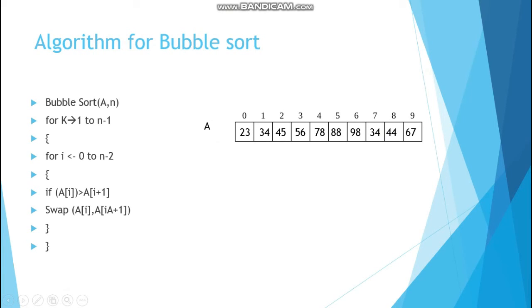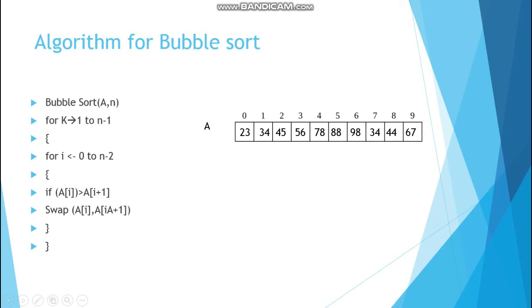So, the algorithm for bubble sort. Let's see the algorithm for bubble sort. Here A is an array having 10 elements, and n is the number of elements in the array. For k equal to 1 to n minus 1. So k is the number of passes over here. If the elements are n, the number of passes will be n minus 1.